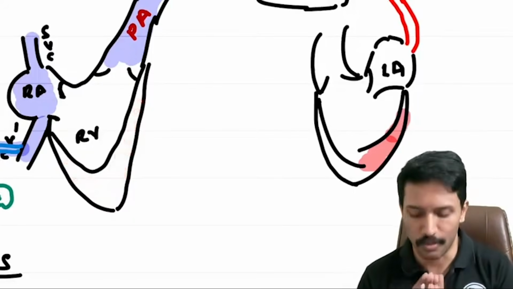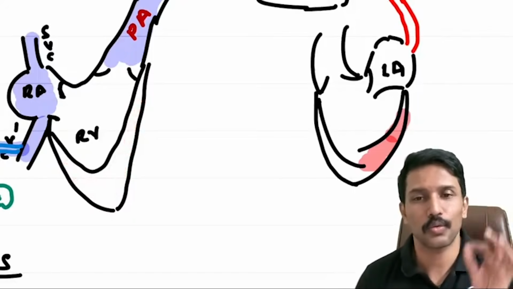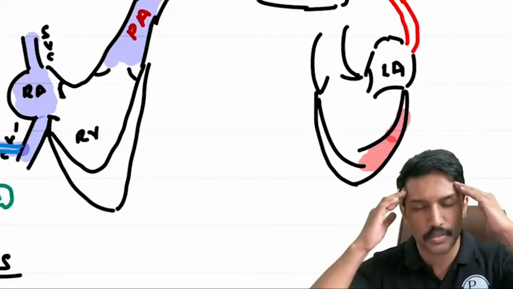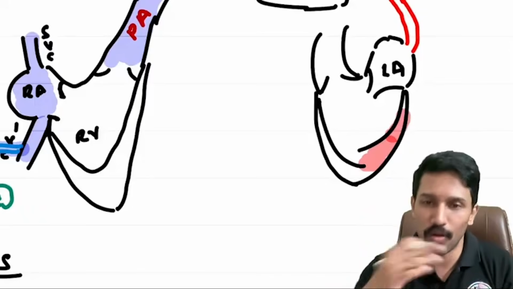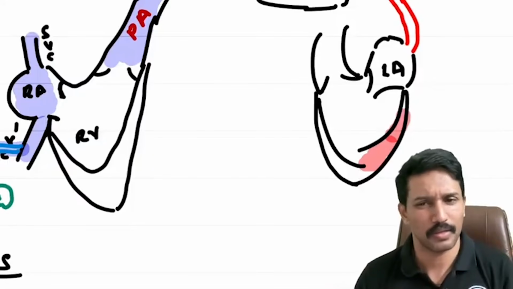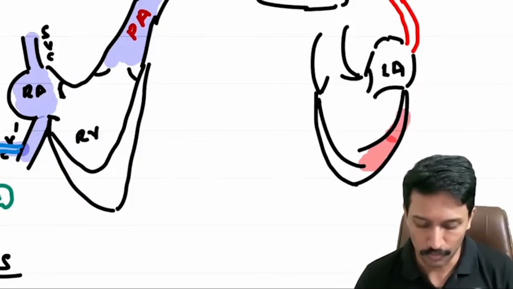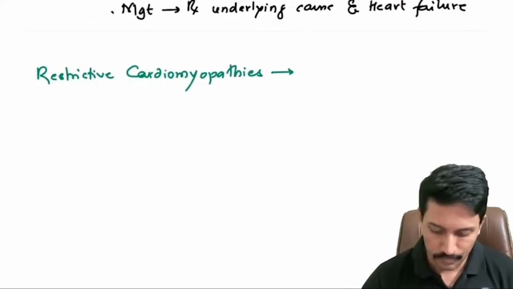And you have restrictive cardiomyopathy. So what you have to remember is storage disorders. That's it. Whatever storage disorders come to your mind, write down. Some of them may not be causing it, but it's fairly okay. The teachers will still give you a decent amount of marks.